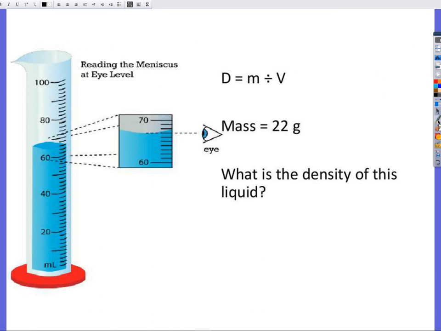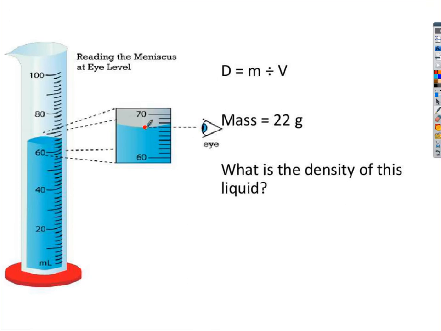And this question is asking you what to calculate. What is the density of this liquid? Density equals mass divided by volume. So you need to first find the mass that's given to you. It says 22 grams, and then calculate the volume. When you calculate the volume of a liquid, you have to read from the bottom of the meniscus, otherwise you're going to get the wrong answer.